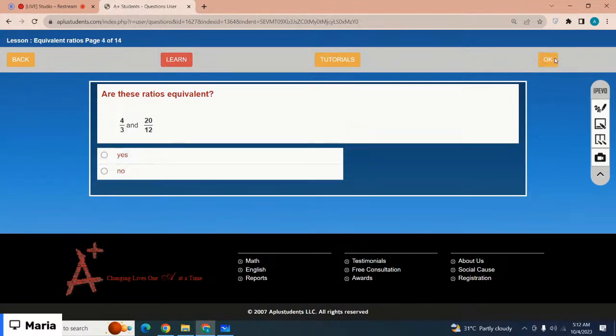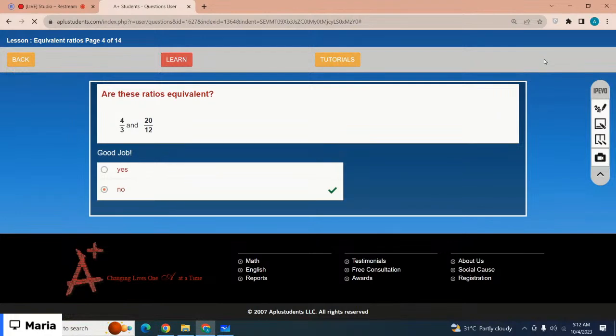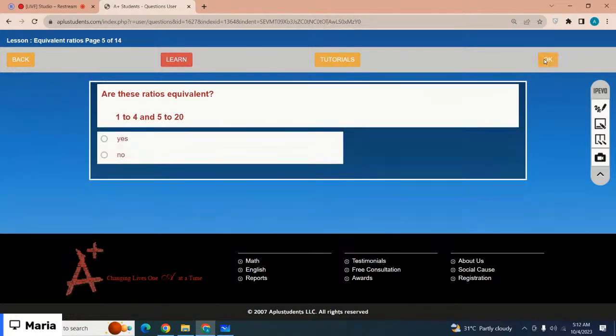4 over 3 and 20 over 12. Are they equivalent? No, they are not equivalent, right? The correct option is no, they are not equivalent. Okay, are these ratios equivalent? 1 over 4 and 5 over 20?